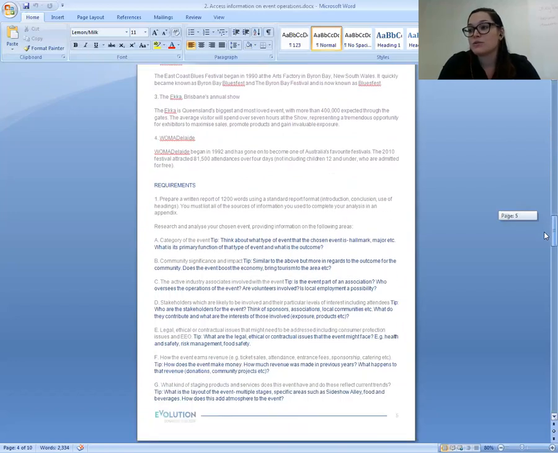With the requirements of this, once you've researched your event, you're going to prepare a written report of 1,200 words. That's the minimum amount, so you can do 10% less or 10% more. I'm not really fussed on that too much, but I would like it to be a good effort of a report. So it needs to be set out as a proper report does. So you'll have an introduction, the body of your report, which will be made up of all of these questions, and then a conclusion as well to wrap up your report and any last ideas that you've got.